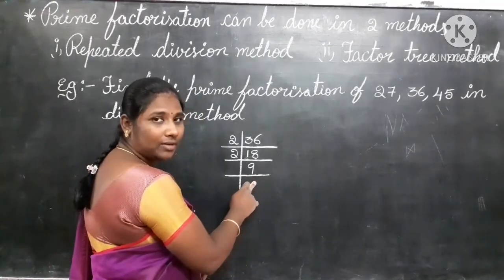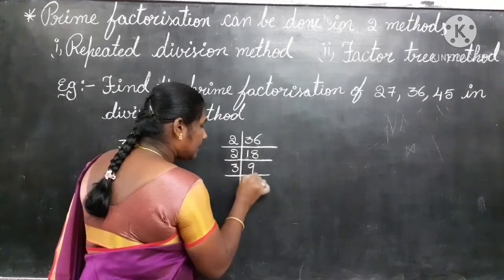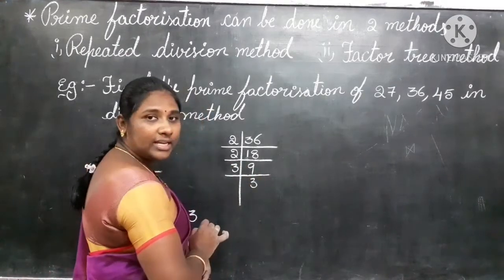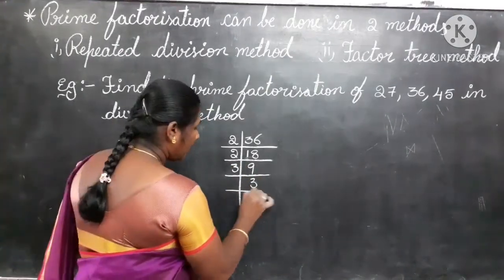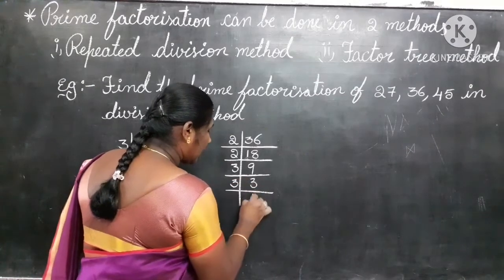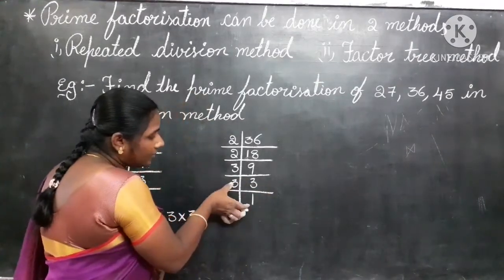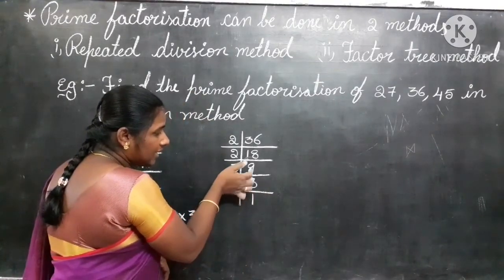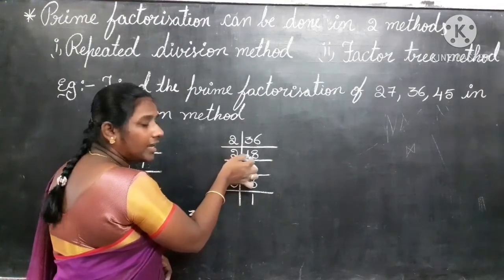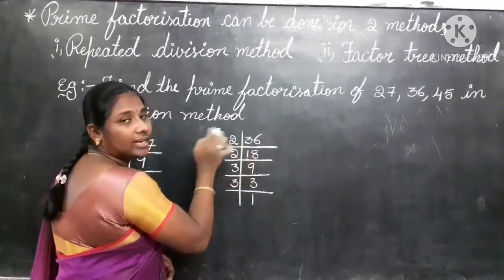No. 3 table it will come? Yes. 3 3s are 9. Again 3 table 3. 3 1s are 3. Now check here. 3 1s are 3. 3 3s are 9. 2 9s are 18. 2 18s are 36.